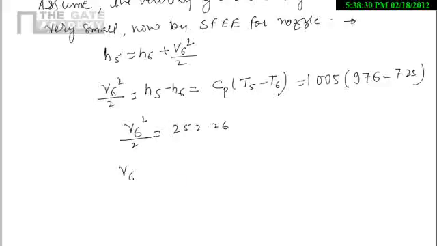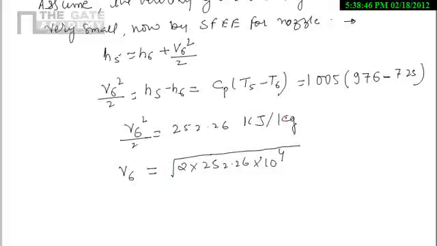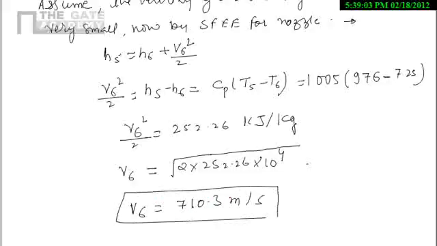So now we are having V6 equals square root of 2 into 252.26 into 10 to the power 3, because we have to convert all these things into meter per second. This quantity will come in kilojoule per kg. So V6 will be the square root of 2 into 252.26 into 10 to the power 3, and if we solve it, I will get the value of V6 equals 710.3 meter per second. So the correct answer, the velocity of air leaving the nozzle in the jet propulsion, is 710.3 meter per second.